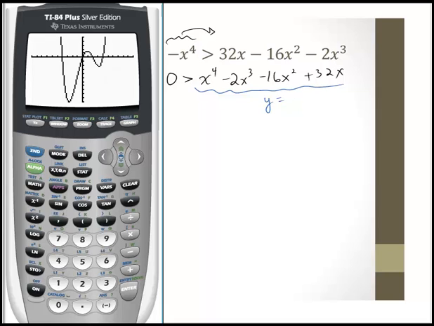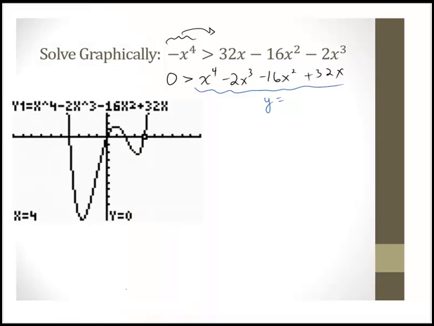Now it looks like I have 1, 2, 3, 4 x-intercepts. Let me just double check and make sure that they're whole numbers. Let me trace negative 4. Negative 4 is 0. Let me trace 0, 0 is 0, 2, 2 is 0, and 4. Alright, so we have those 4 points. Let me grab that graph and put it on screen so we can annotate it a little. Alright, so there's the graph.